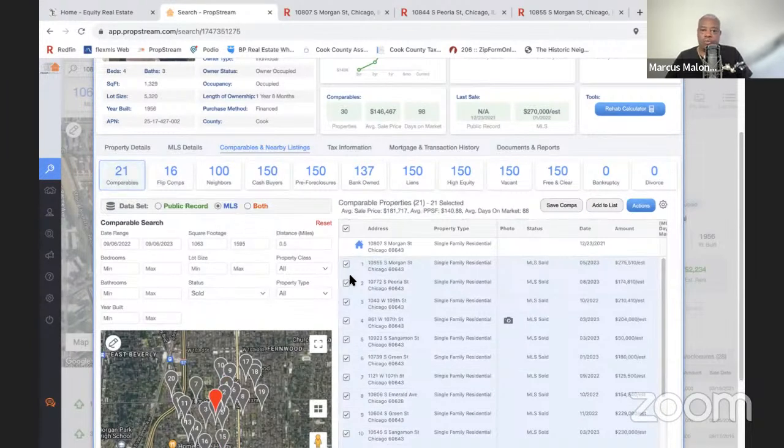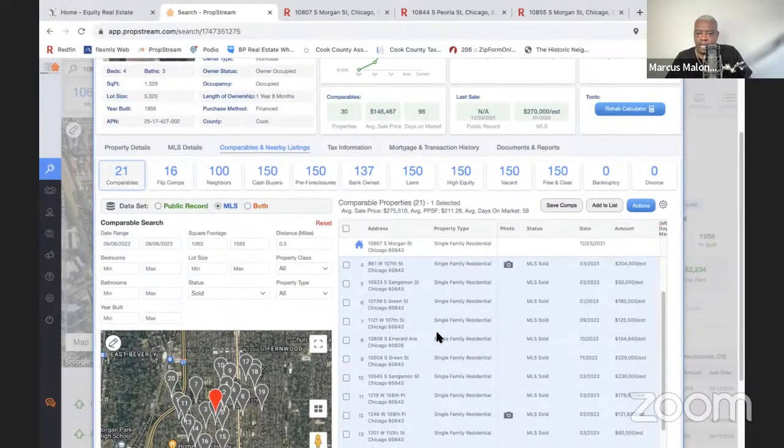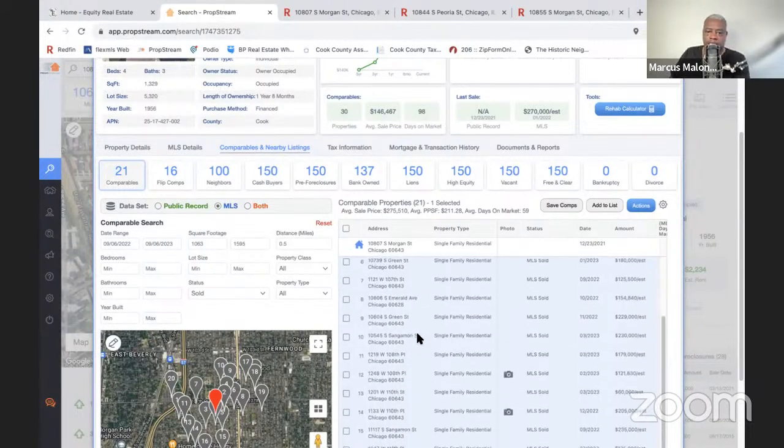So we have 10855 South Morgan. We know that that's a good comparable. Let's uncheck all of these. So we have that one. Let's look for another one in the area. I know the area pretty well. So as I look at these addresses, I can understand and know where these properties are.